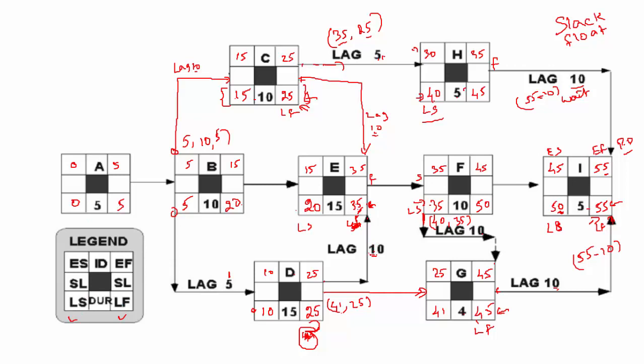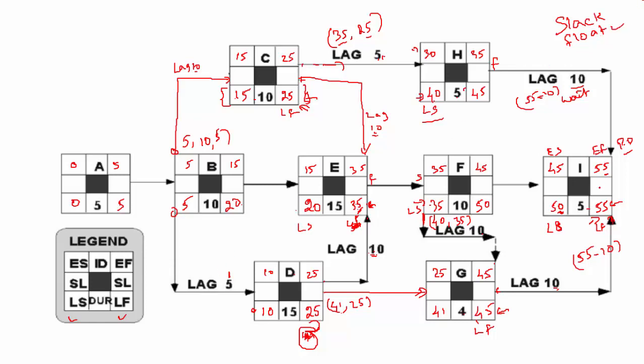I want you to pause and watch the video again. Get the concepts clear. Watch the video as many times as you have to get it clear. Now we have done the backward pass. Let's calculate the slack, the float.